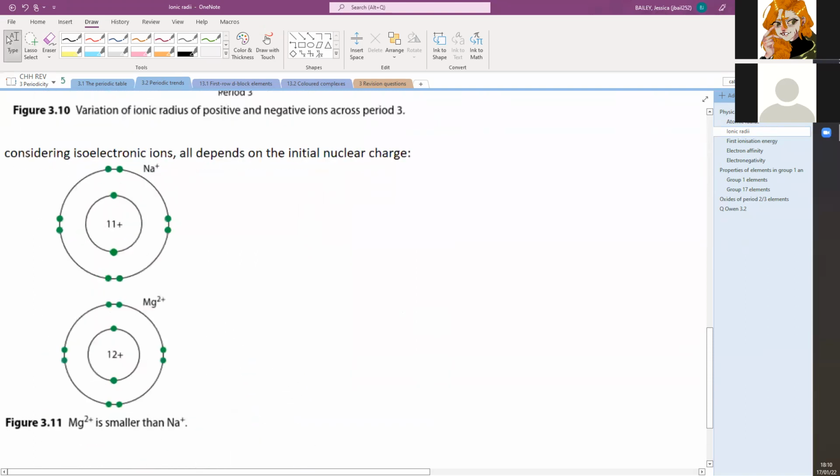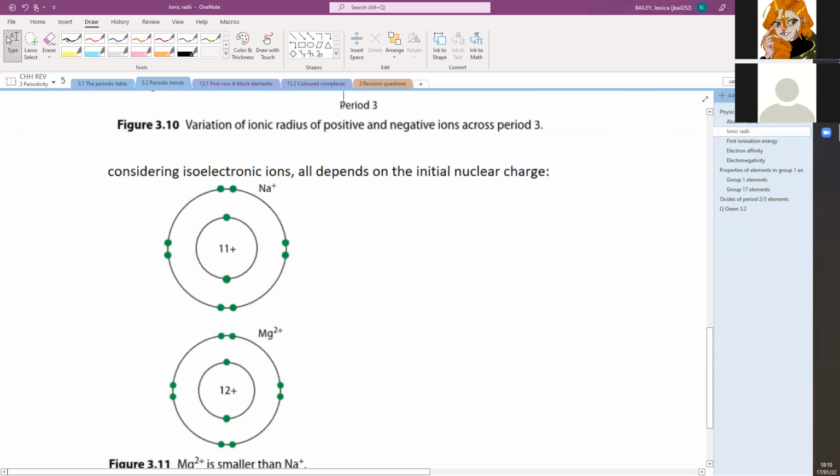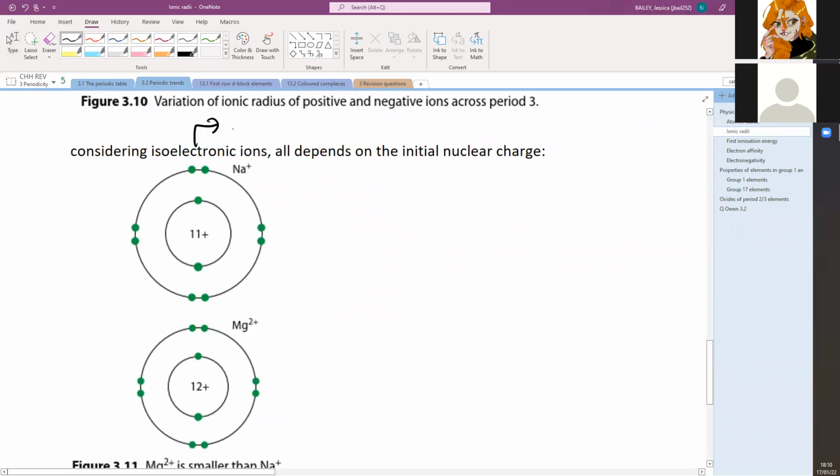Okay, this point is basically saying isoelectronic is a fancy word for same number of electrons. And so if you have isoelectronic ions, they have the same number of electrons, but they're of different elements. So here you can see with sodium 1+ and magnesium 2+, this one's got 10 electrons and this one's got 10 as well. It's saying the size relative to each other will depend on the initial nuclear charge.